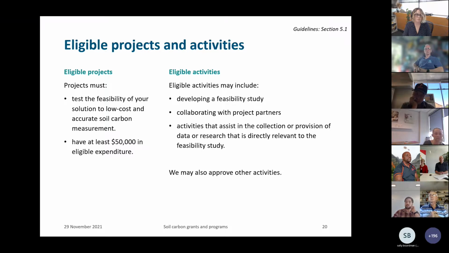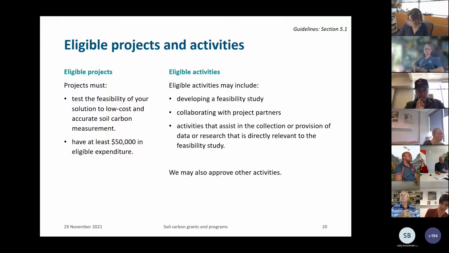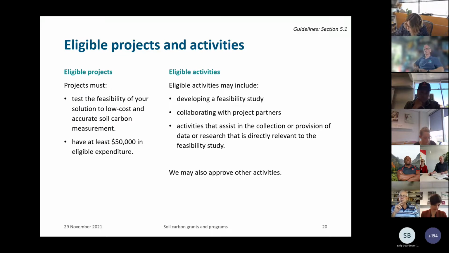Eligible activities may include developing a feasibility study outlining your proposed novel method to enable land managers to quantify the impact of their land management activities on soil organic carbon, collaborating with project partners to plan, design and construct the feasibility study, activities that assist in the collection or provision of data or research that is directly relevant to the feasibility study. This could include preliminary work on the technical viability of your solution, the novelty compared to current methods used, and the commercial potential and viability in Australian settings. We may also approve other activities.